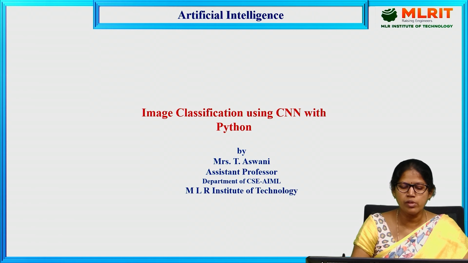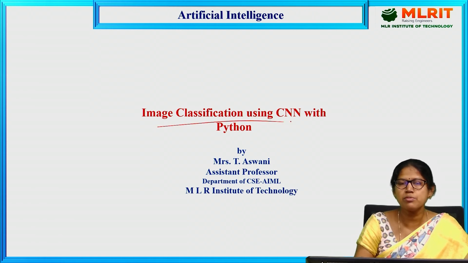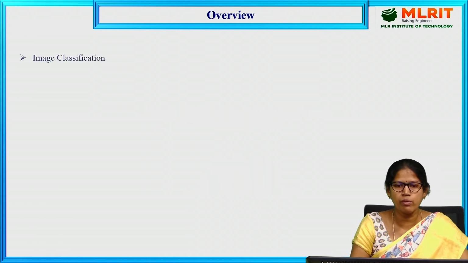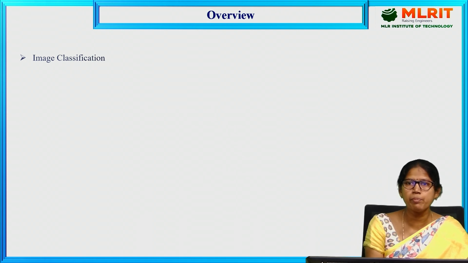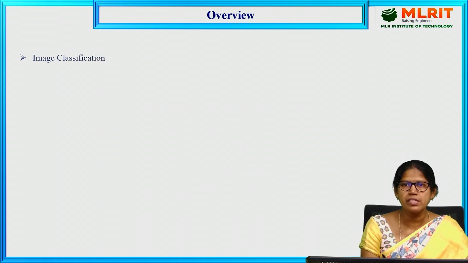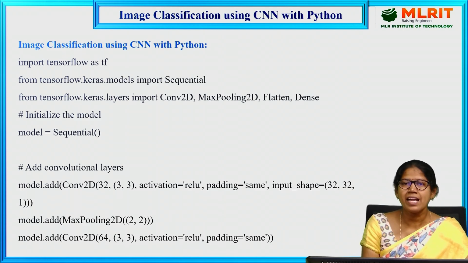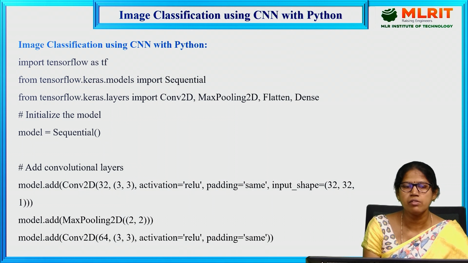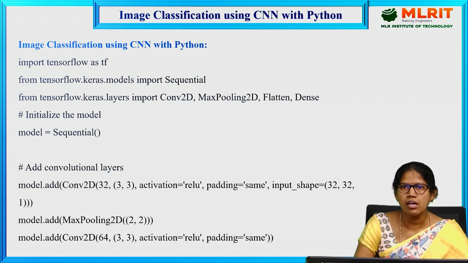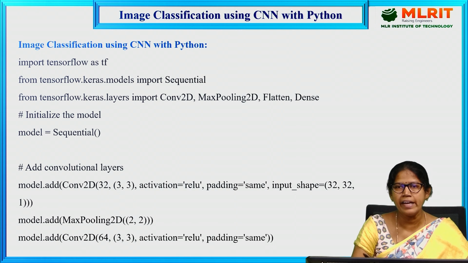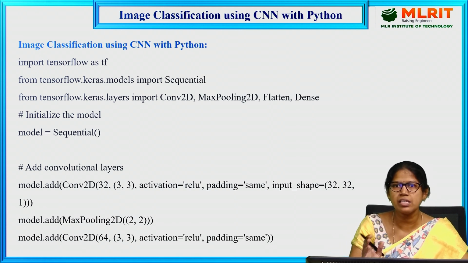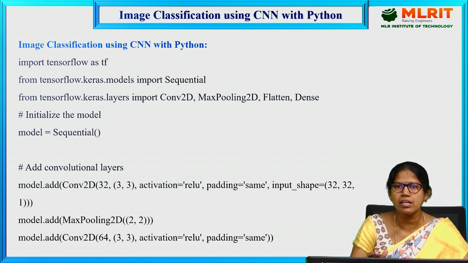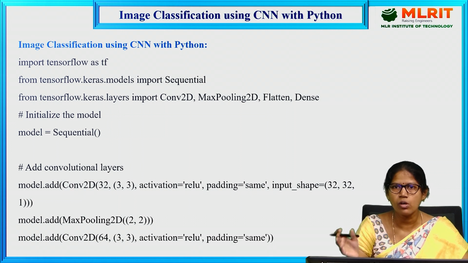In today's session, we are going to learn image classification using CNN with Python. Let's see the overview. We'll see the program, how we will classify the image using Python programming. What is image classification? The system will take the image as pixels and identify whether that image has a cat or a dog. It will classify that image by observing the patterns, edges, and features of that image, as a cat or dog, etc.